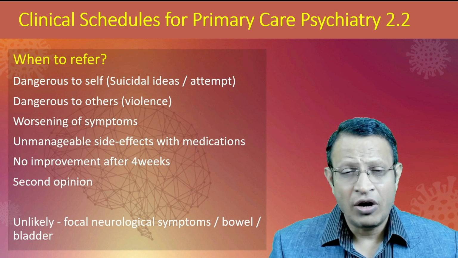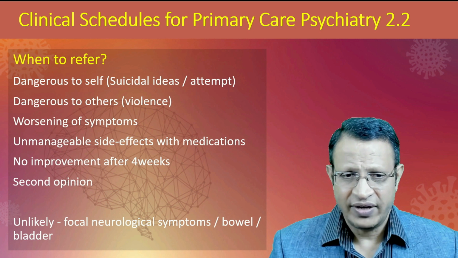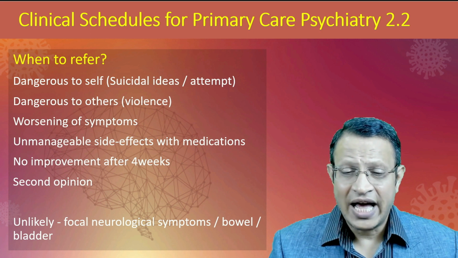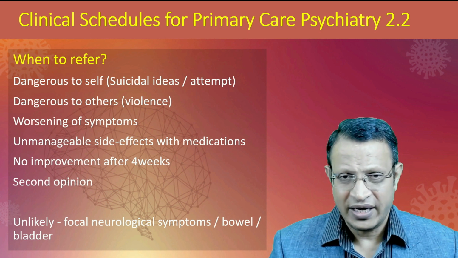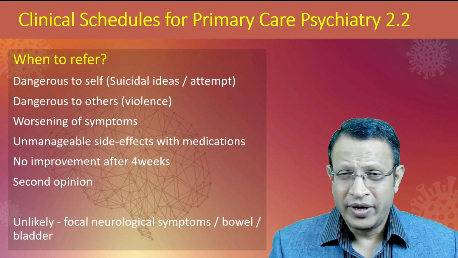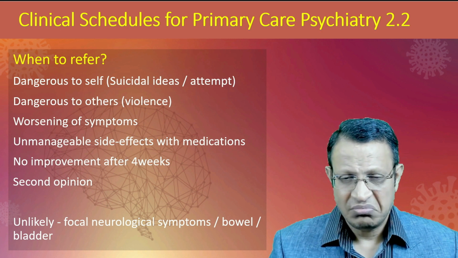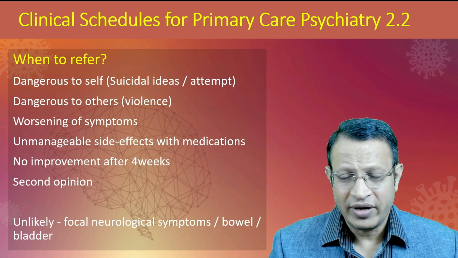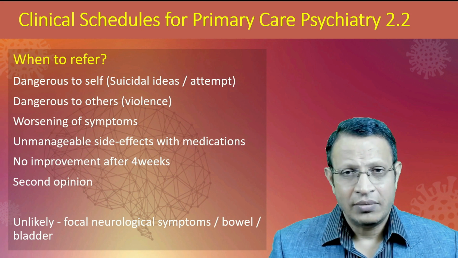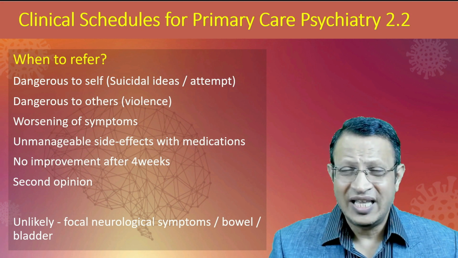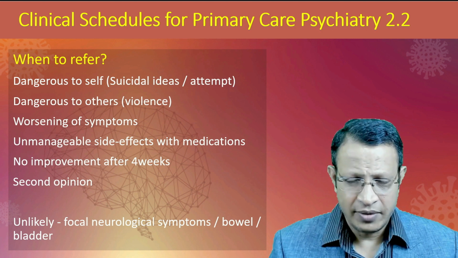If there is worsening of symptoms when the medication is given, if the patient develops unmanageable side effects with medication, if there is no improvement over a period of 2 months, probably 4 weeks, if there is no improvement, you can refer them. If the primary care doctor feels that they want a second opinion, the patient can be referred.